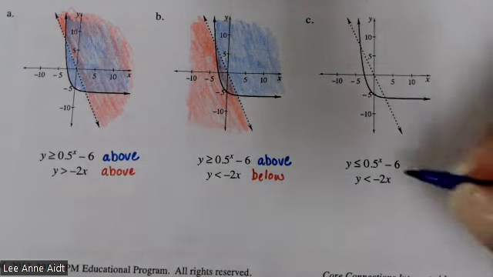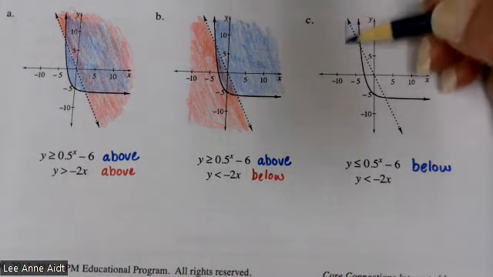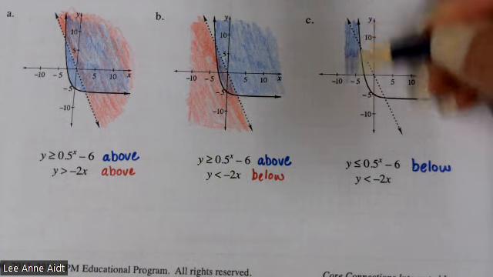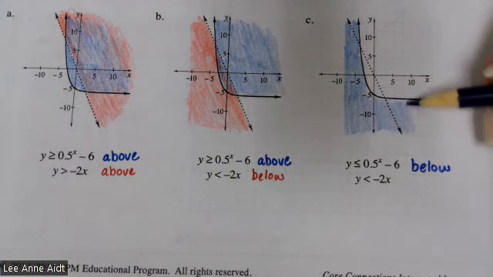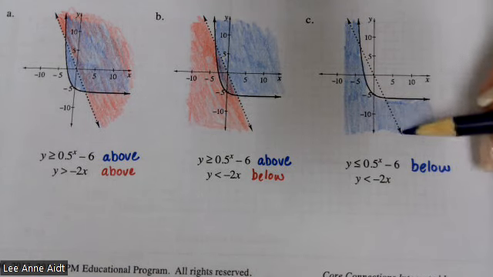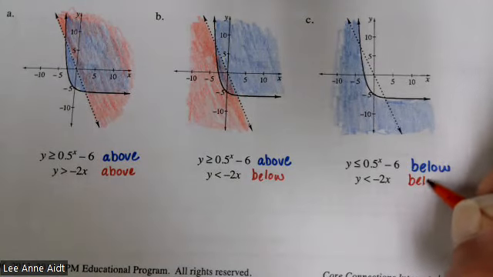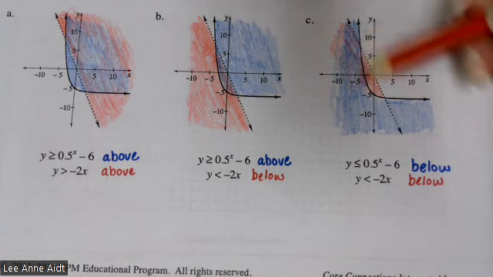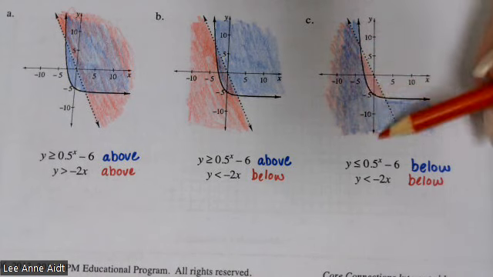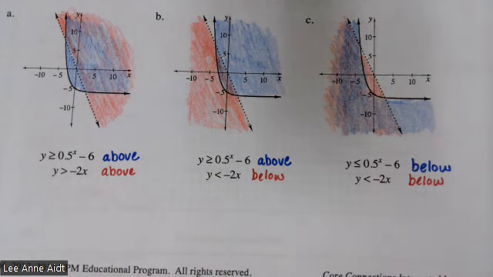Okay, last one. Less than or equal to, below the curve. And less than, below the line. Fancy.